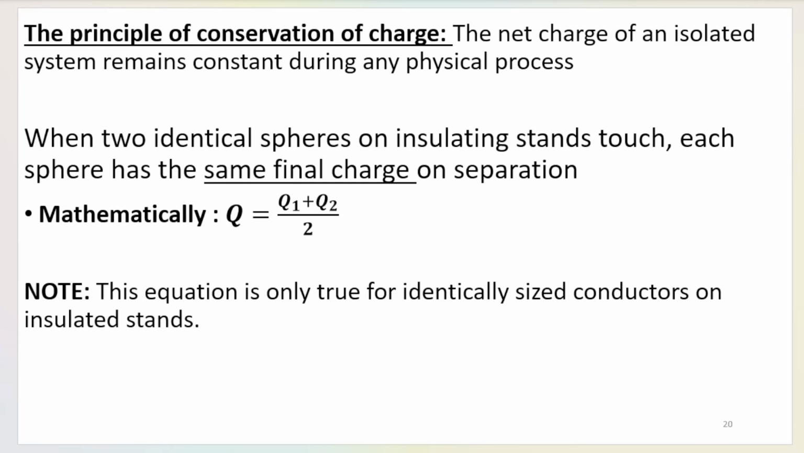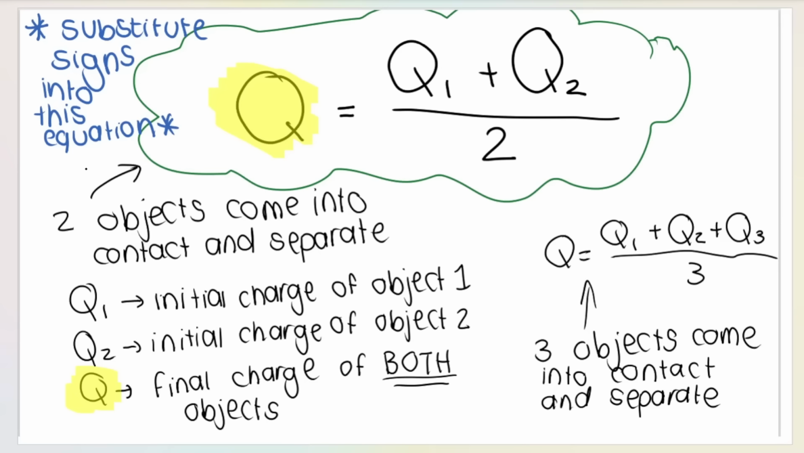Now, remember the first definition in grade 10 that was important is the principle of conservation of charge. And what that means, so obviously you study this if you're in grade 10, you learn this off by heart, the definition. But what it means is if I have 2 identical objects on insulating stands and they touch each other and then they separate, both of them will end up with the same final charge. And obviously this is only true if they are identically sized, right? And this is the formula that we use in order to calculate it. And we've been over the formula before. Just remember, if it's 2 objects coming into contact, we divide by 2. If it's 3 objects, it's divided by 3. And as I mentioned earlier, signs are very important to substitute into this equation.